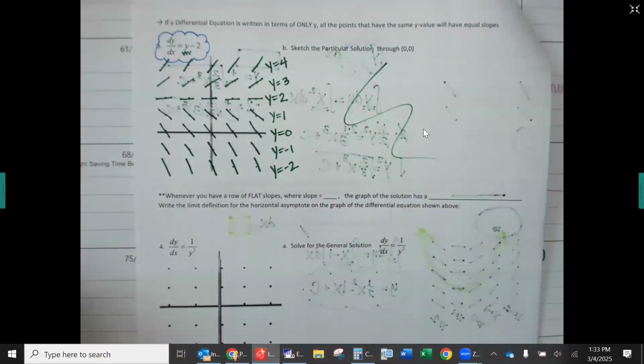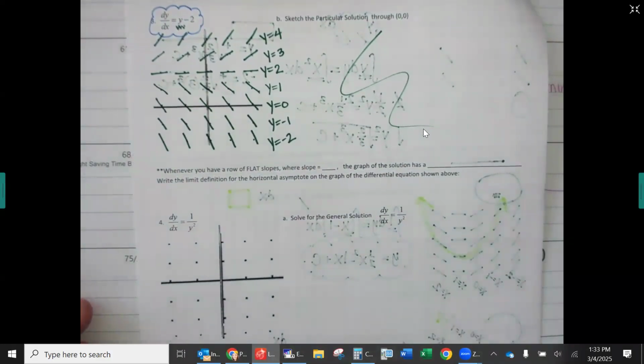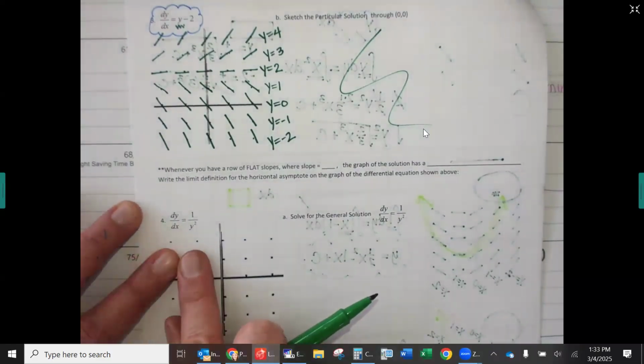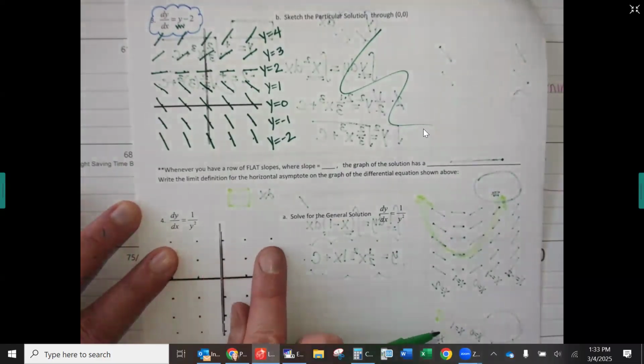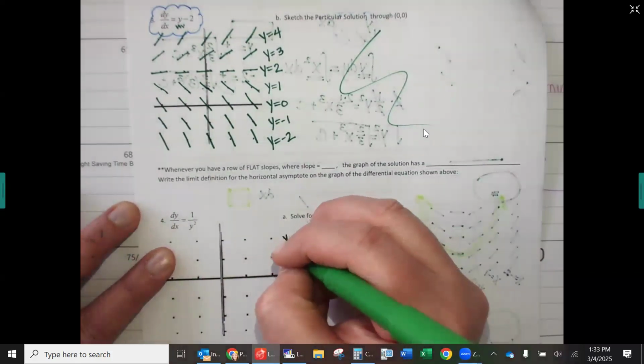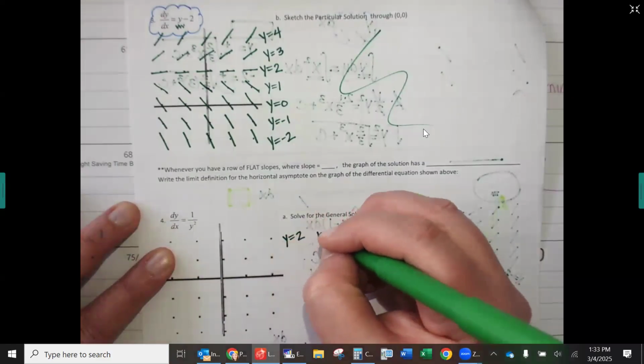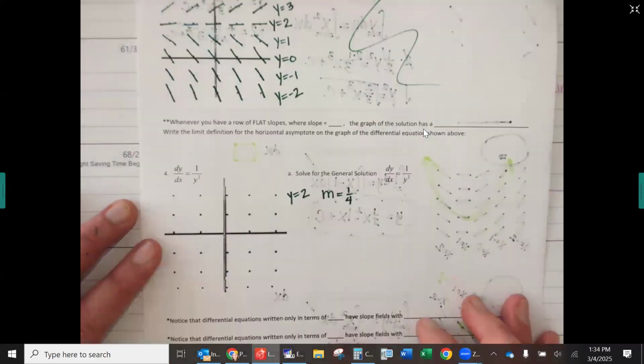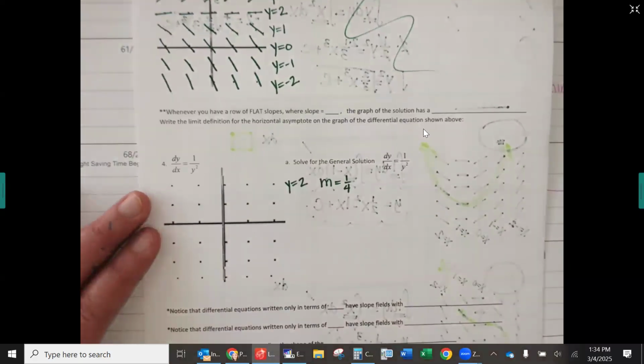So let's go ahead and do number 4. Okay, 1 over y squared. Let's plug in our top row first. What are all the y values in this row? What number? 2. And what is 1 over 2 squared? So when y is a 2, my slope is a 4th, because it'd be 1 over 2 squared, which is 1 over 4.